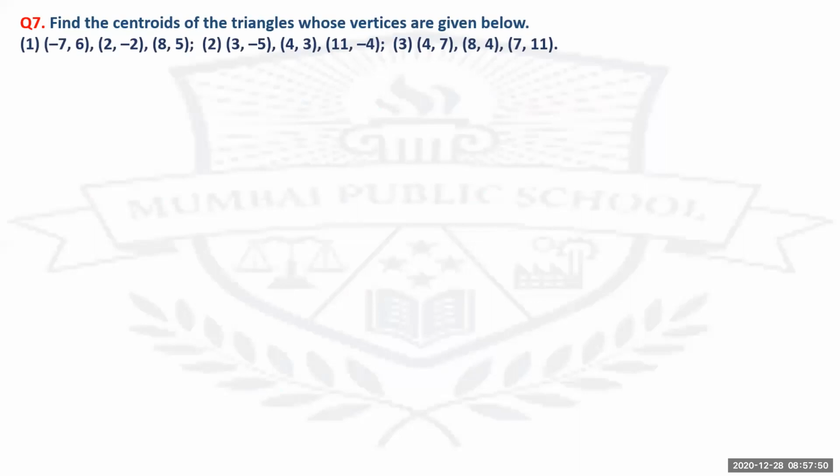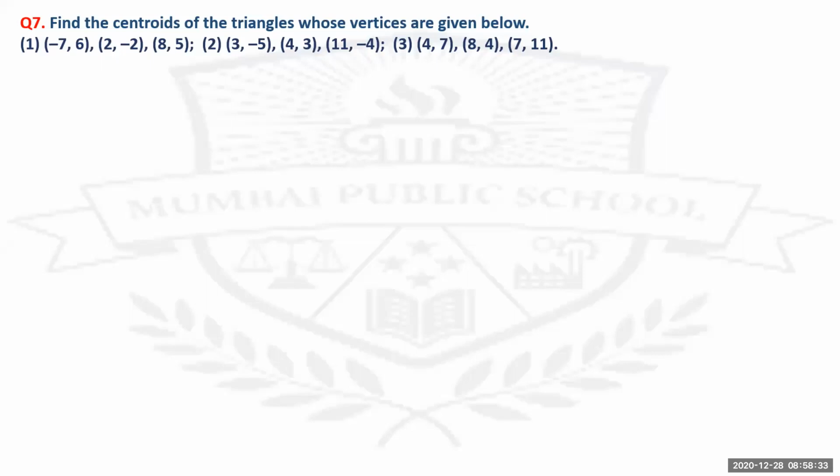We had started with practice set 5.2 and we had completed till question number 6. We were starting with question number 7. We have to find the centroids of the triangles whose vertices are given below. First is (-7, 6), (2, -2), (8, 5). For the second triangle it is (3, -5), (4, 3), (11, -4), and for the third triangle it is (4, 7), (8, 4), and (7, 11).